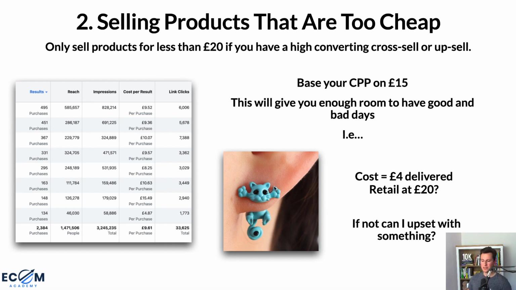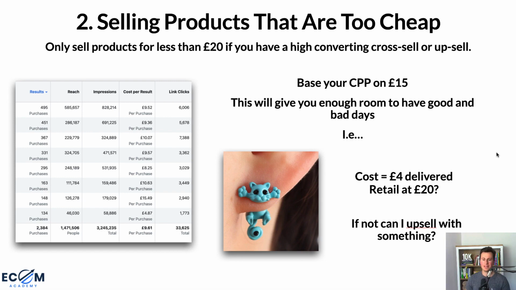So for example, to give you an idea of a bad product, we have these earrings here. Again, these have thousands of orders on AliExpress, however they're just too cheap to try and make a profit on unless you have an upsell to go along with them. The cost of these is £4 delivered. To make these work and be profitable with your front end ad sets, you would have to retail these at £20 successfully, or you would have to have some form of upsell that converts quite highly to make it profitable overall.